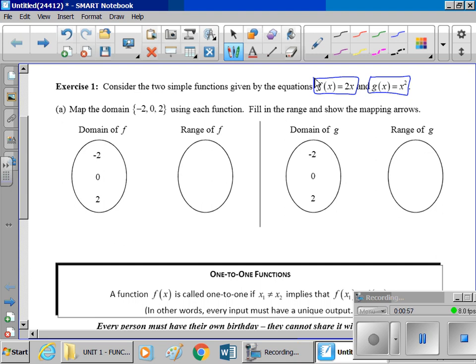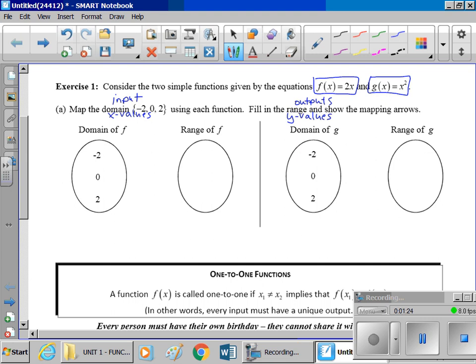So map the domain of -2, 0, and 2. In other words, this is the domain, this is the input. Reminding ourselves what the word domain means: it means the x values. Fill in the range. The range are going to be the outputs, or the y values. And show the mapping arrows.